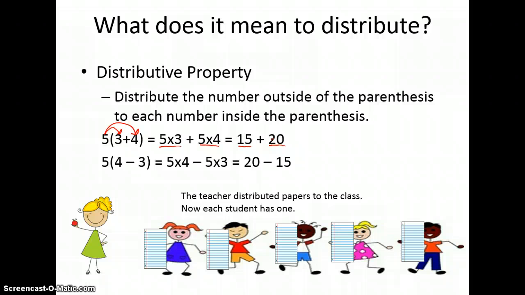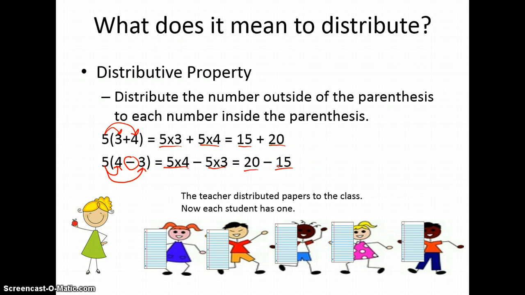Now the distributive property also works for subtraction in the same exact way. I still need to distribute this 5. So 5 times 4 minus 5 times 3, because there's a minus sign in my original problem. To take it a step further to show it as the sum of 2 numbers between 1 and 100, I would simply multiply 5 times 4 to get 20 minus 5 times 3 to get 15.